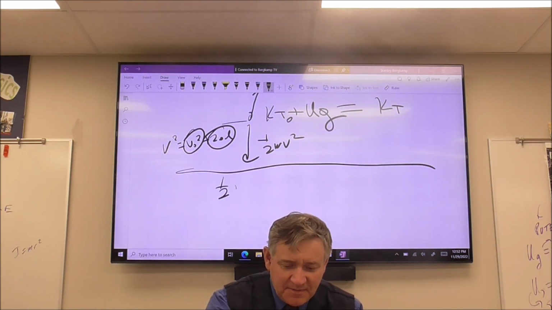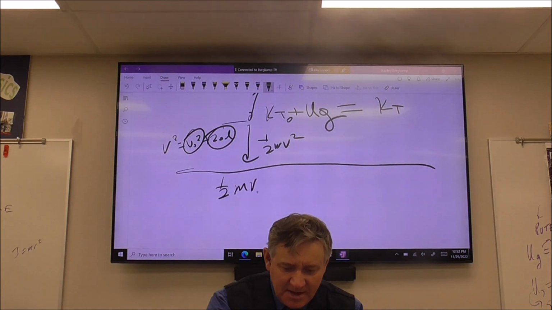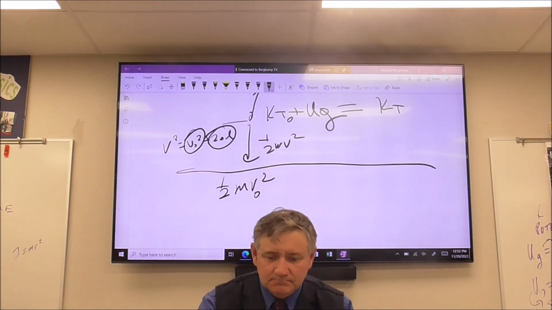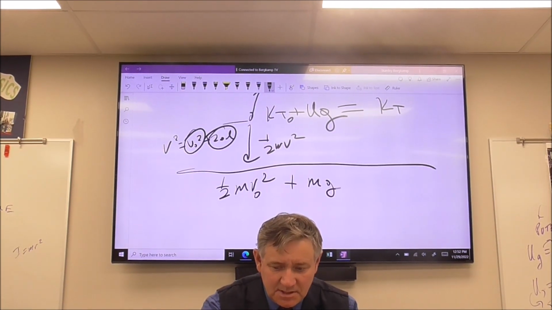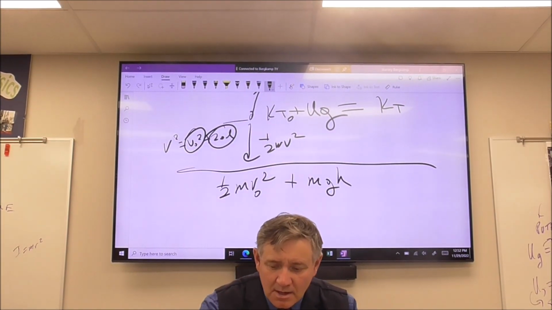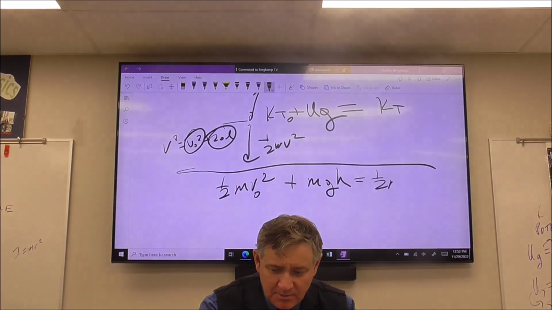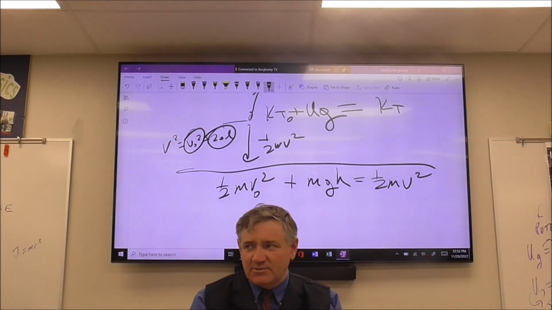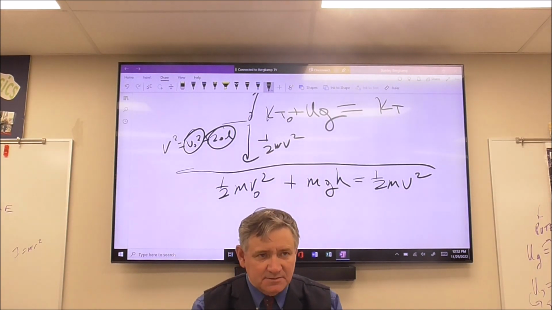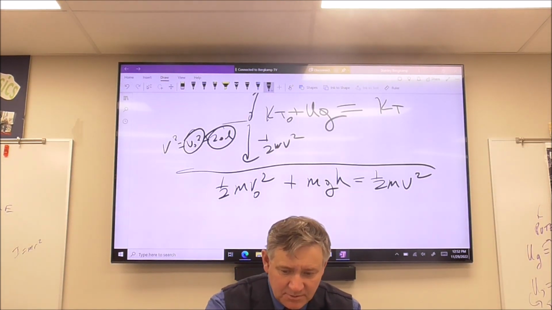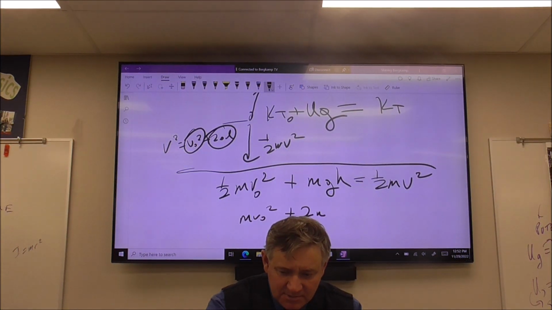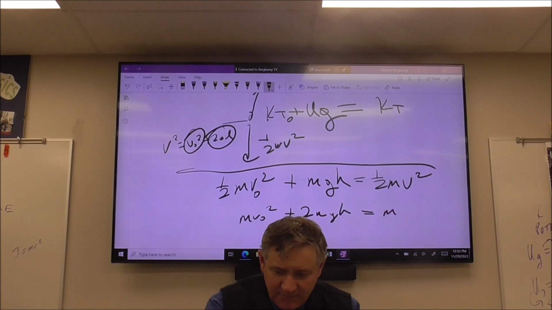Does everybody agree that the initial kinetic energy is going to be 1/2 m v naught squared? Yes. And U_g is going to be mgh? Yeah. My final kinetic energy is going to be 1/2 m v squared. I hate fractions, so how can I get rid of the fractions? Multiply everything by 2. So I get m v naught squared plus 2 m g h equals m v squared.